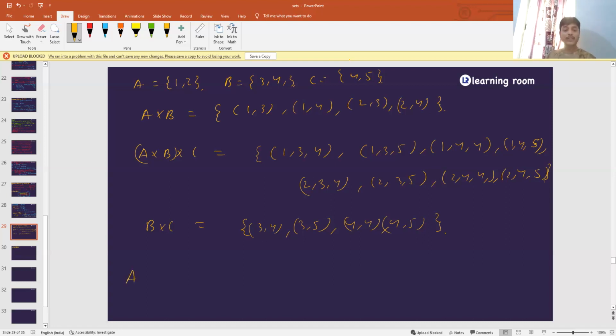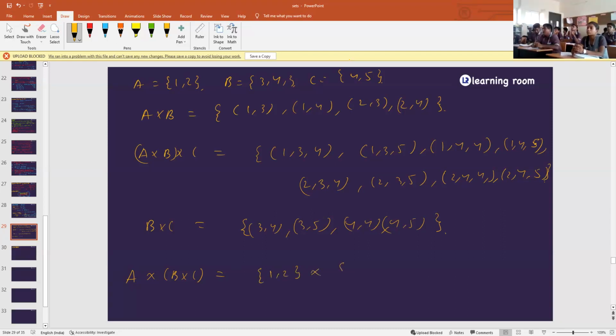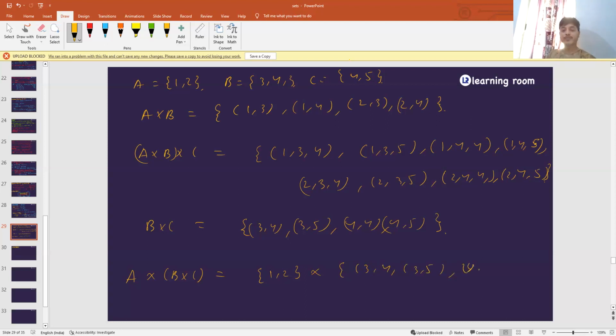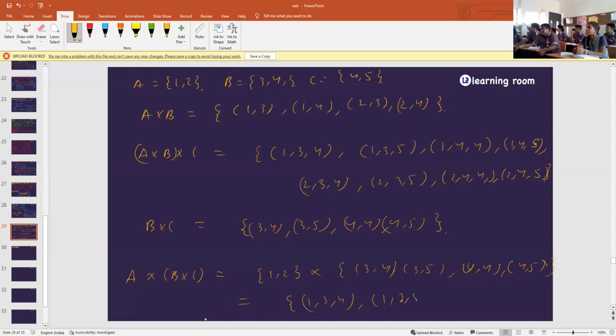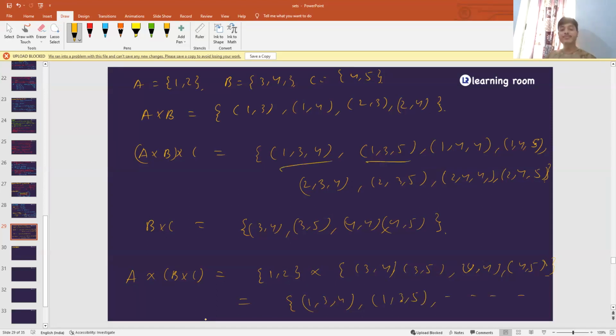So after B cross C, you just multiply with A. So A should be in front. So it is 1, 2, and then you have to multiply with 3, 4, 3, 5, 4, 4, and 4, 5. Okay, now you do this. What will you be getting? 1, 3, 4. Same you'll be getting. Is it the same?